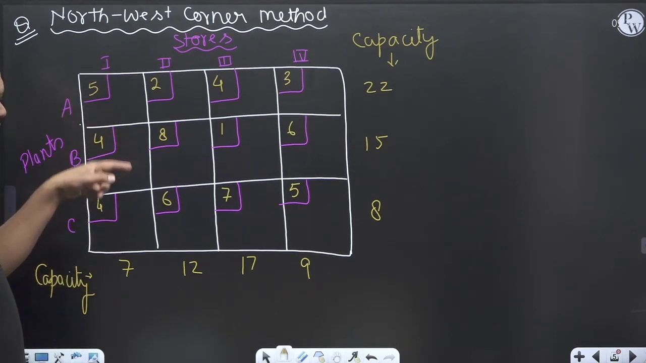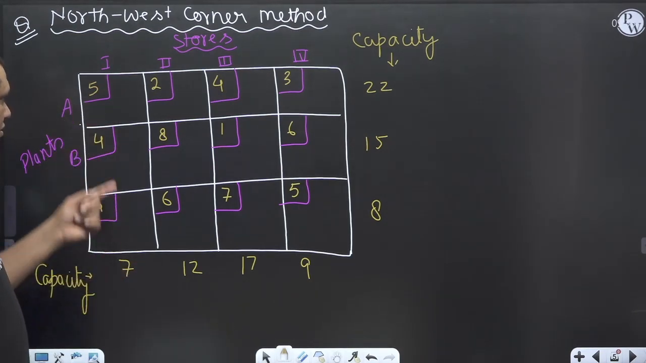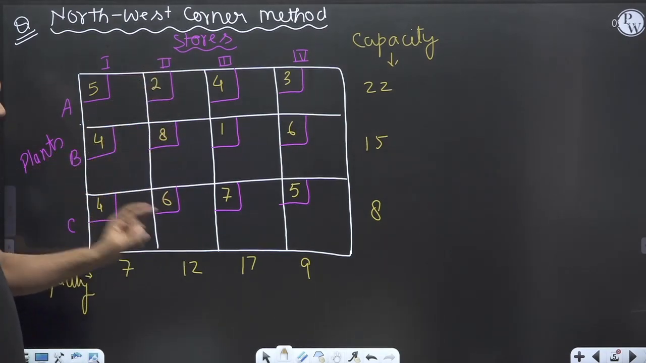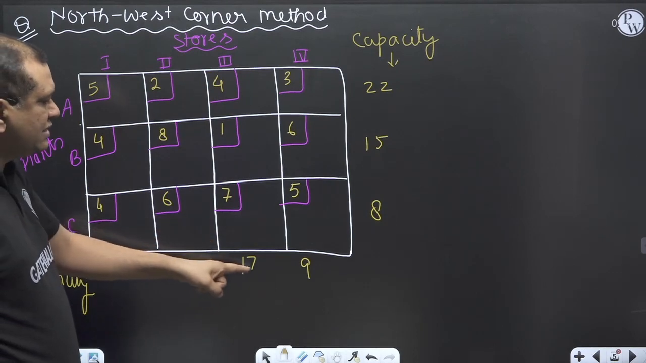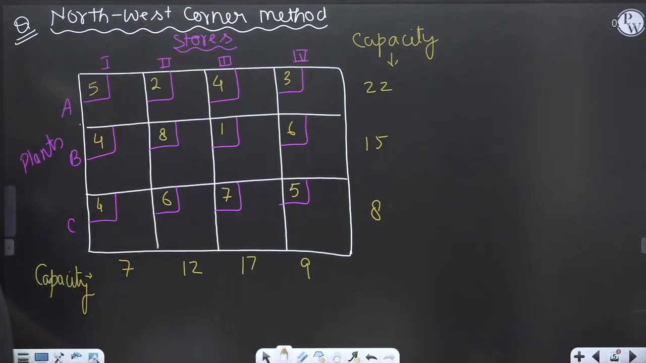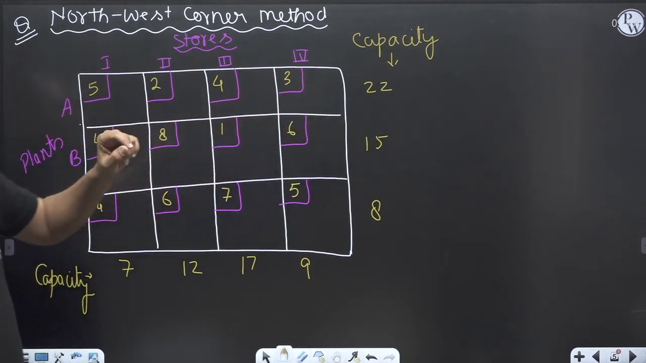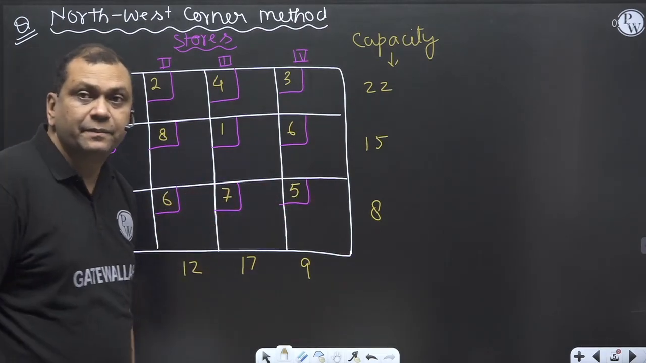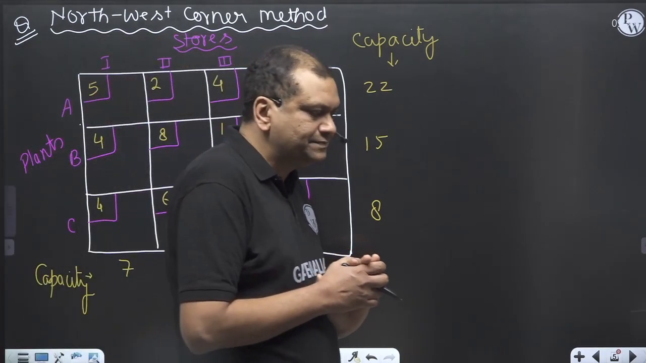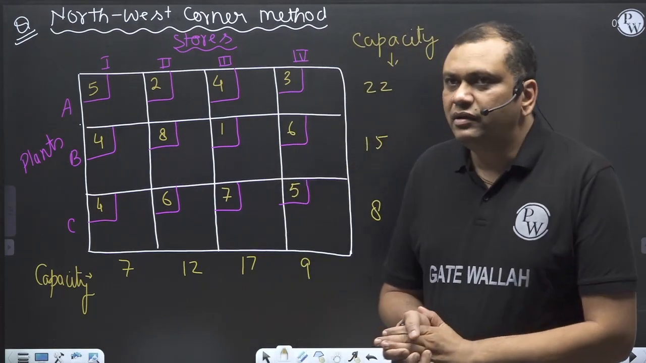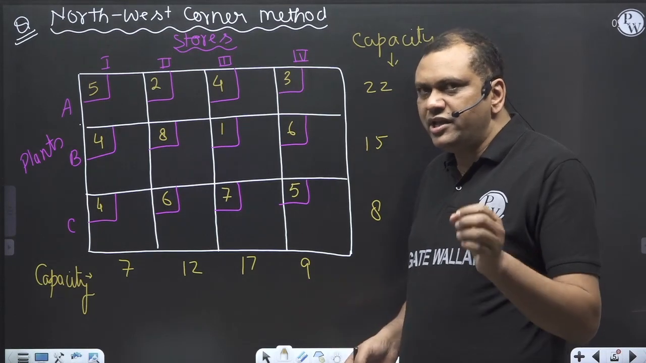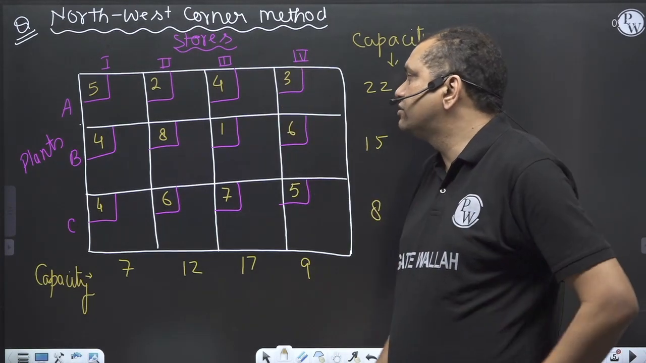Now the capacities of the different stores are given to you. Capacity of store 1 is 7. Capacity of store 2 is 12. Store 3 is 17 and store 4 is 9. And the capacities for the different plants: plant A capacity is 22, plant B capacity is 15, plant C capacity is 8. So capacities are given to you. Now I am finding out the initial basic feasible solution by the northwest corner method.